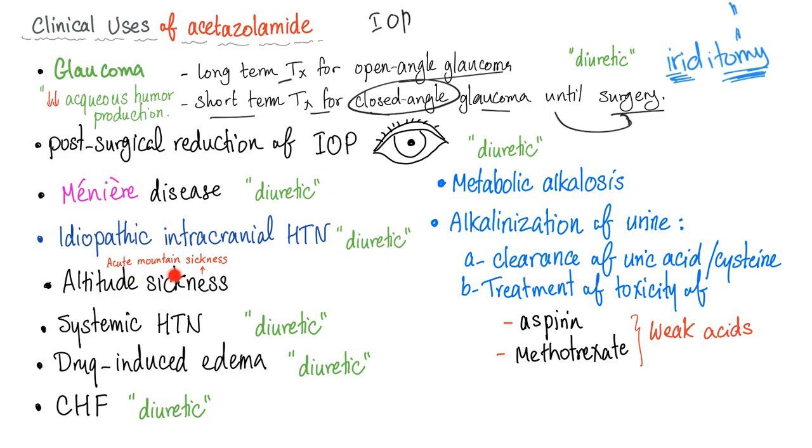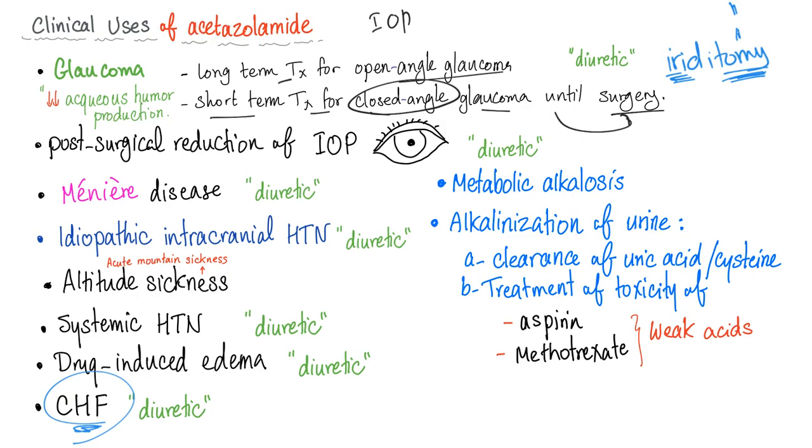Altitude sickness, also known as acute mountain sickness, and we'll talk about this in great detail in the next video. Systemic hypertension, because it's an acetazolamide, it's a diuretic. Drug-induced edema, because it's a diuretic. CHF, because it's a diuretic, and in CHF you're full of water, to put it mildly. You have edema in your ankle, you're full of water. You have increased jugular venous pressure called jugular venous distension, because you're full of water. You have distension of the liver capsule, because you're full of water.